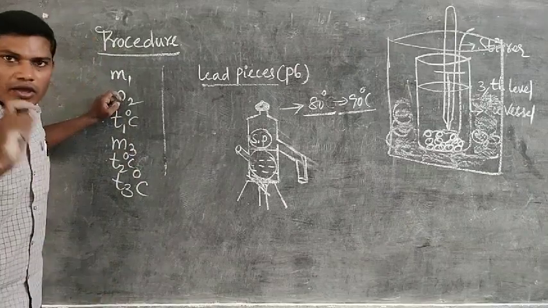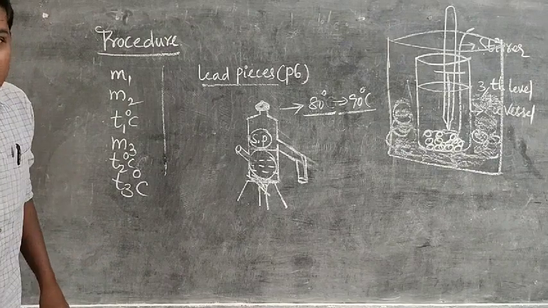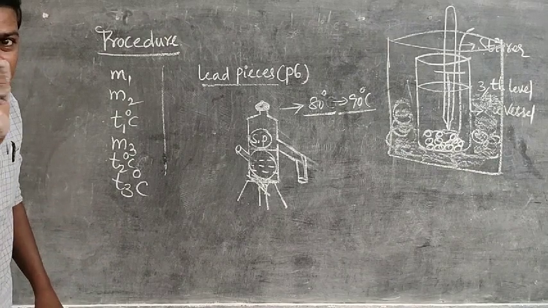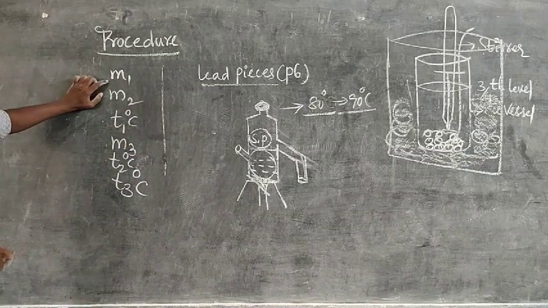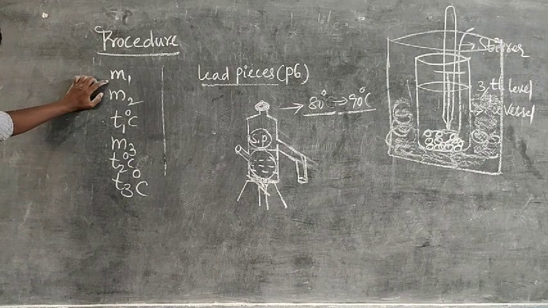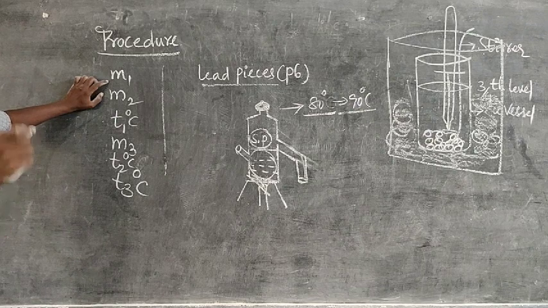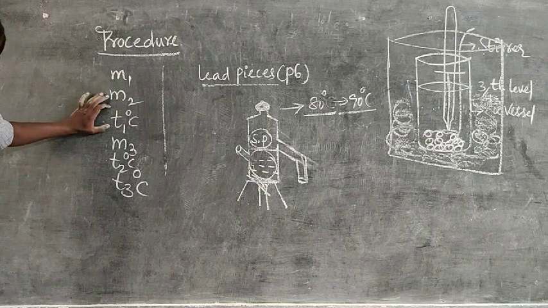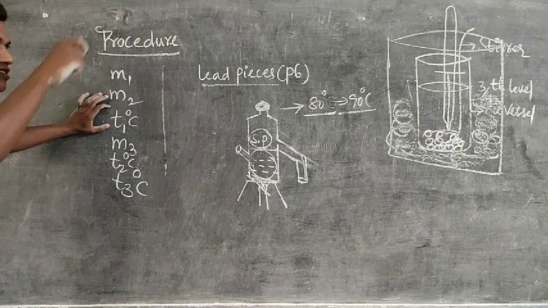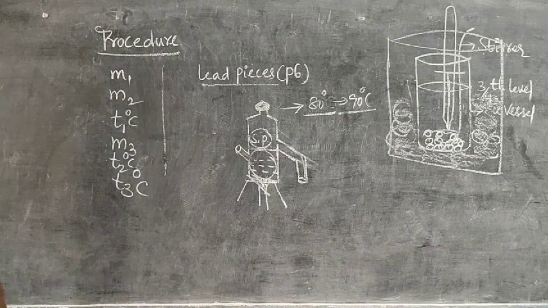First of all, we take an empty calorimeter along with the stirrer and measure its mass with the help of the weighing balance and note it as m1 grams. Now the calorimeter is filled with water up to 3/4 level, and we measure its mass and note it as m2 grams. Now we take a thermometer, place it into the calorimeter containing water, and note its initial temperature as T1 degrees Celsius.